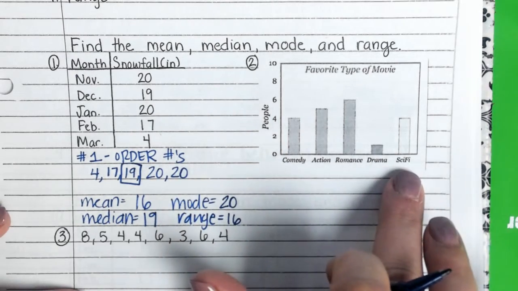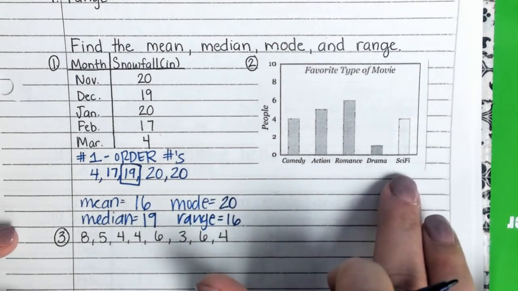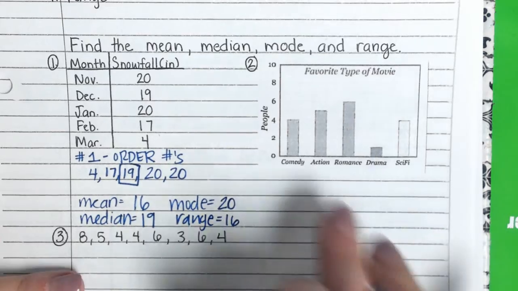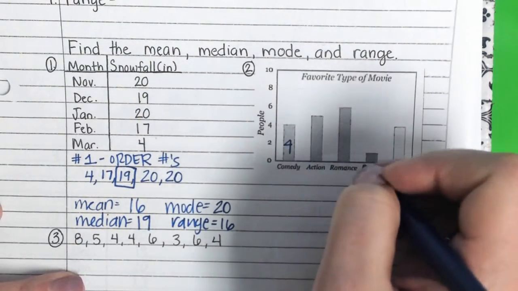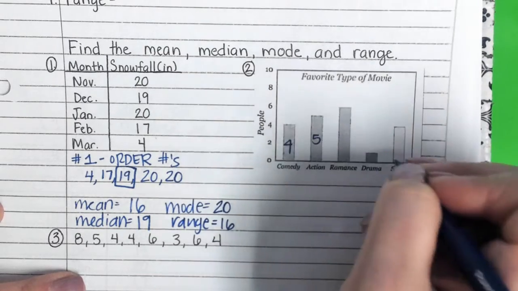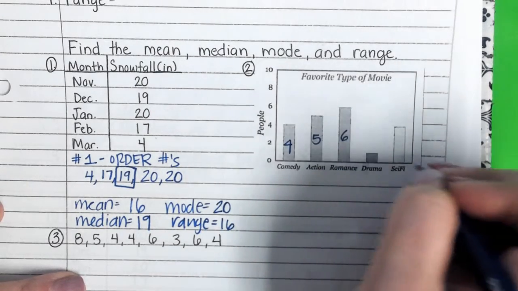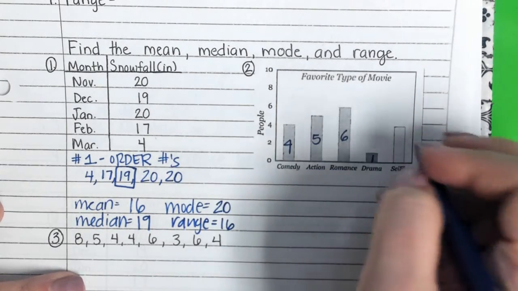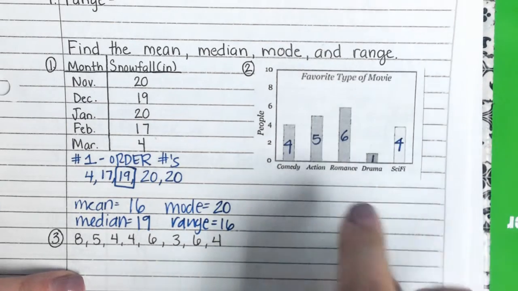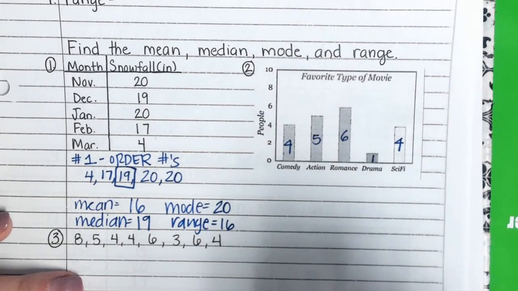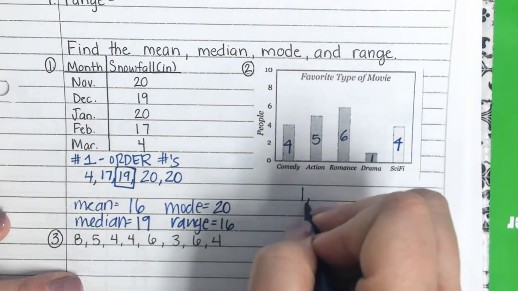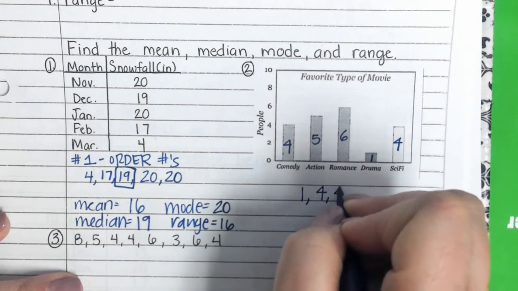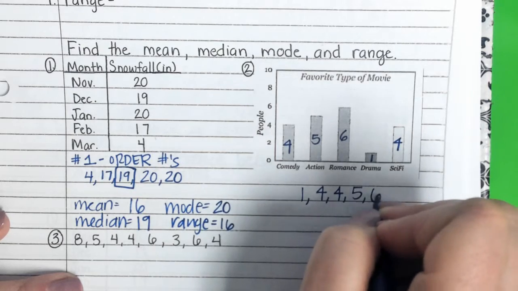Whenever you have a graph like this, I find it much easier if you go ahead and identify your values before you even try to list them. So how many people liked comedies? 4. What about action? 5. Romance? Drama? 1. And sci-fi. Okay, so at this point, I have my values. Now I can go ahead and list them in order. So we've got 1, 4, 4, 5, and 6.